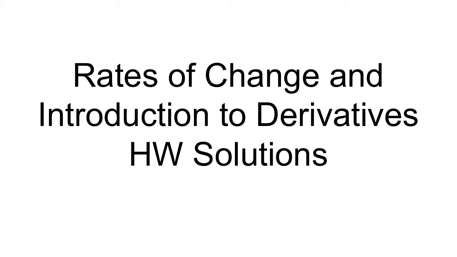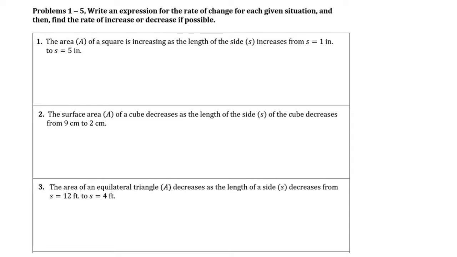Alright, so for this we will be looking at our rates of change and our derivatives homework solutions. For the first part here, you are told that the area of a square is increasing as the length of the side increases from s equals 1 inch to 5 inches. So here what this wants us to do is write an expression for the rate of change in this given situation. So our rate of change here is going to be the rate of change of the area versus the length of the side.